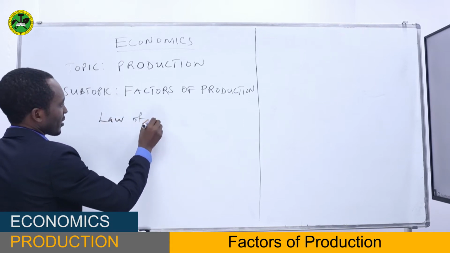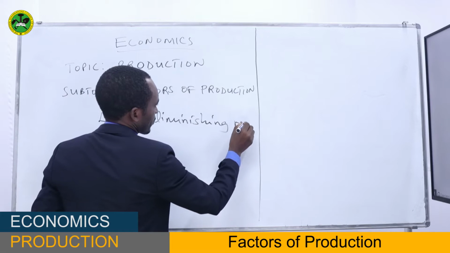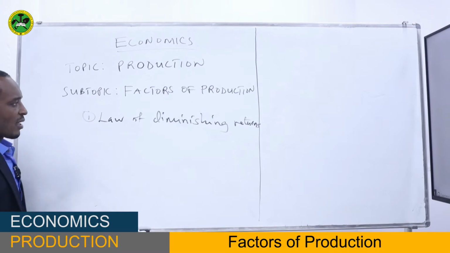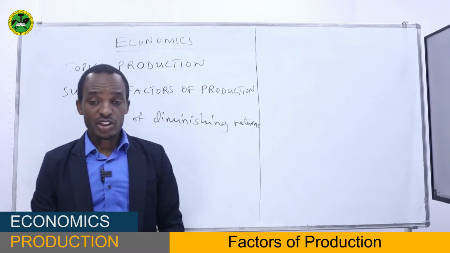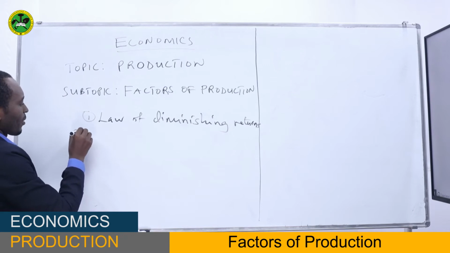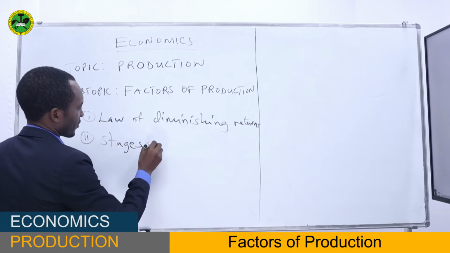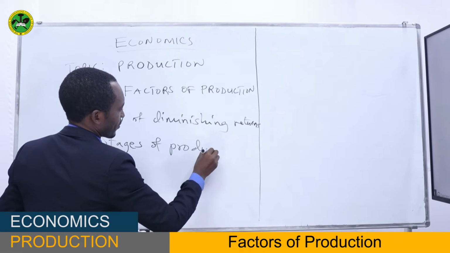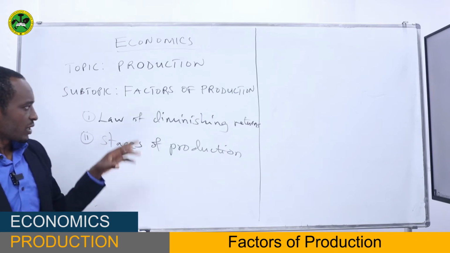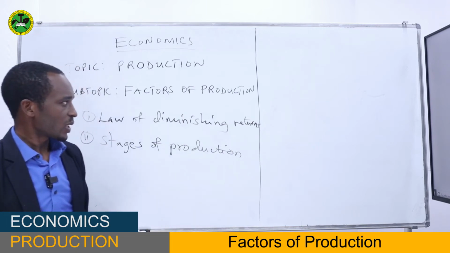So under this topic and subtopic, the first concept we are going to discuss is the law of diminishing returns. And the second concept we are going to discuss is the stages of production. So we are going to discuss these two concepts, the law of diminishing returns and the stages of production.